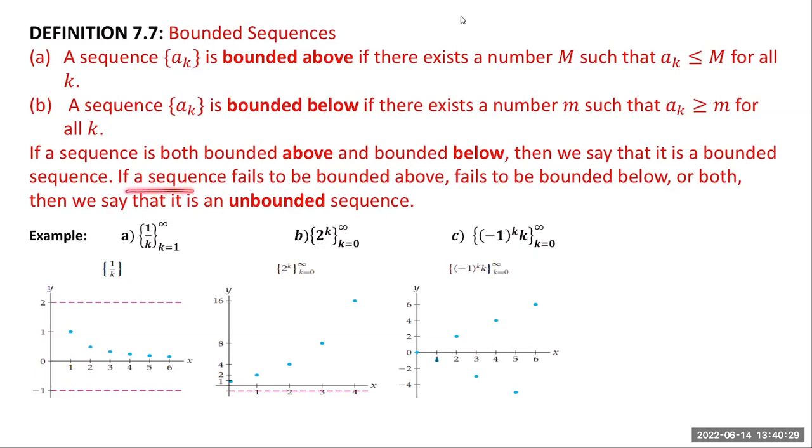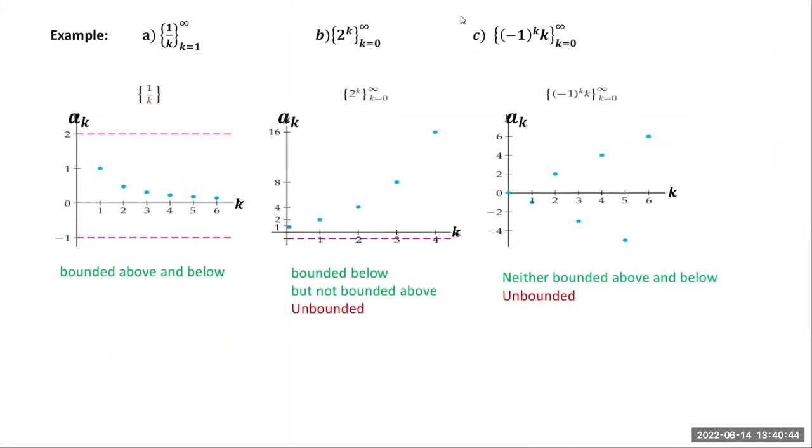And by definition, if a sequence fails to be bounded above, fails to be bounded below, or both, then we say that that is an unbounded sequence. Okay. Now let me show you some examples. Here are the 3 examples that I wanted to show you. Part 1, this is the given sequence. In this sequence, notice that AK is 1 over K, right? In this sequence, AK is 2 to the power K. Here, AK is minus 1 to the K times K.